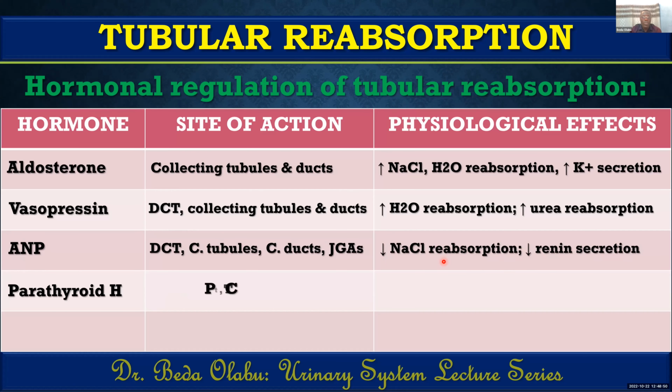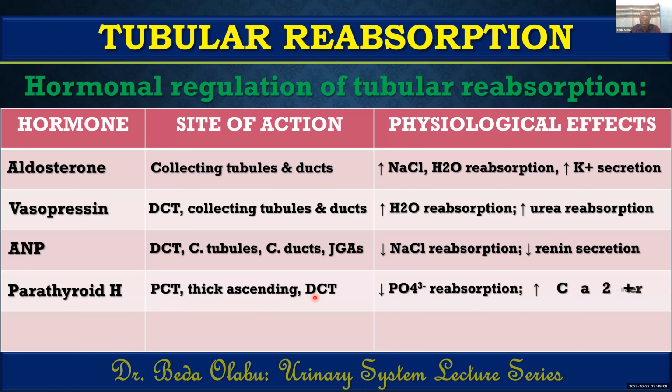The parathyroid hormone is produced by the parathyroid glands. The principal cells of the parathyroid glands are the ones who do this. We call them principal chief cells. Parathyroid hormone acts on the proximal convoluted tubule, the thick ascending limb of the loop of Henle, as well as the distal convoluted tubule of the kidney. It lowers phosphate reabsorption, but increases calcium reabsorption. So parathyroid hormone increases the concentration of calcium within the bloodstream.